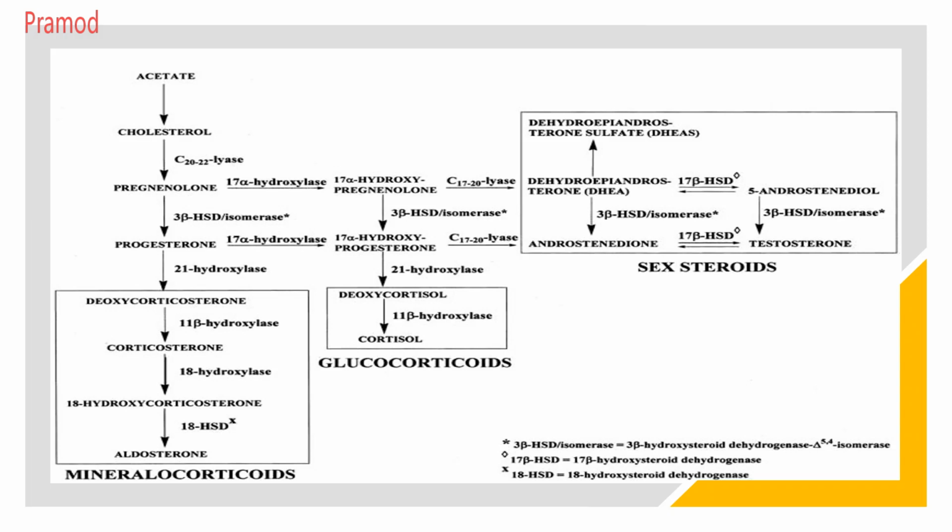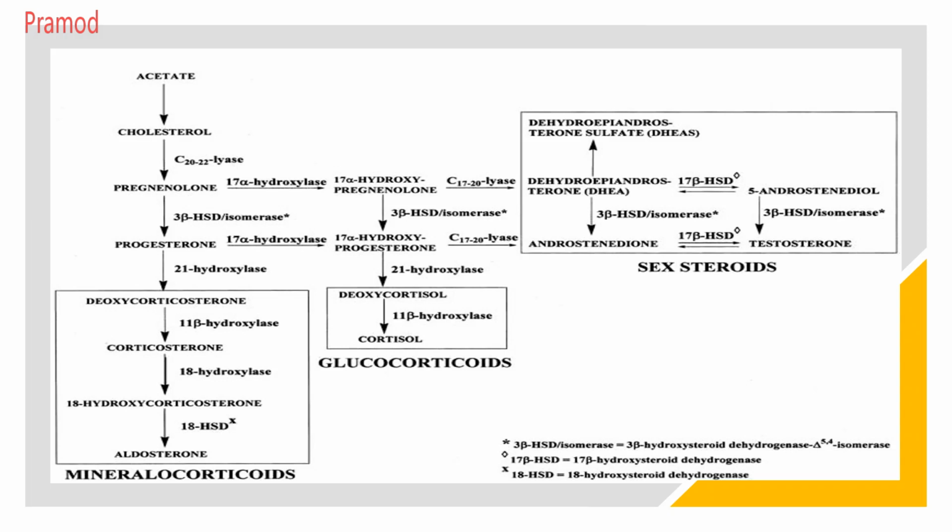Next is 18 hydroxylase, which converts the methyl group at the 18th carbon into the corresponding alcohol. And next is 18 hydroxy dehydrogenase, which converts the alcohol into an aldehyde. This leads to the formation of aldosterone.